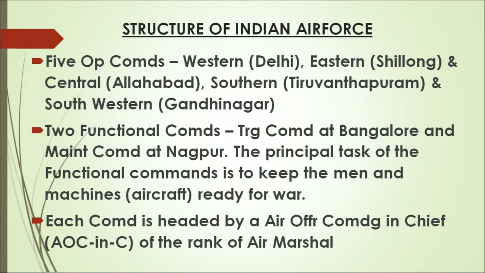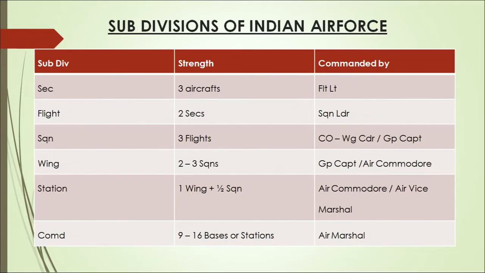Each command is headed by an Air Officer Commanding in Chief, or the AOCNC, of the rank of Air Marshal. The subdivisions of the Air Force: three aircraft make a section commanded by a flight lieutenant, two sections make a flight commanded by a squadron leader, three flights form a squadron, which is commanded by the commanding officer of the rank of wing commander or group captain.